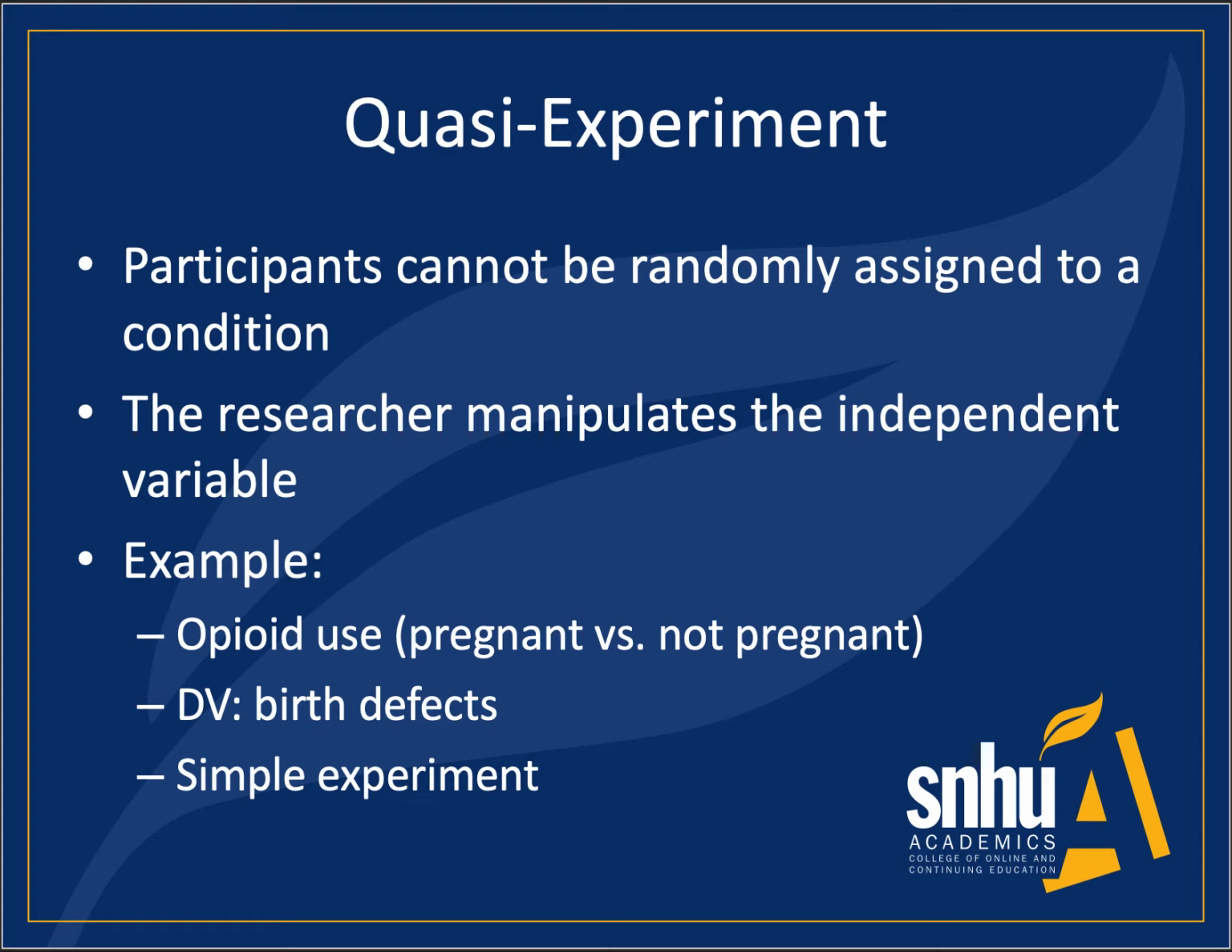However, you can't always use random assignment when, for example, it's unethical. So taking a look at opioid use and birth defects with pregnant women, it would be highly unethical to ask somebody who is actively using opioids to become pregnant simply for the purposes of an experiment. And therefore, you would not randomly assign participants to either level of the independent variable. You would just take women who are pregnant and look at the impact of the use on birth defects.